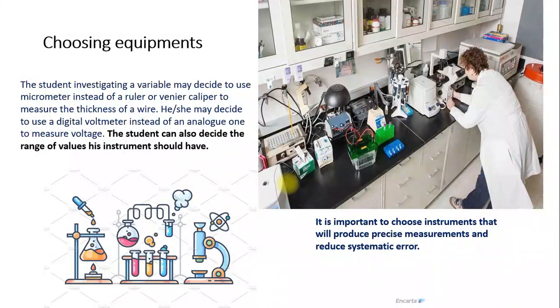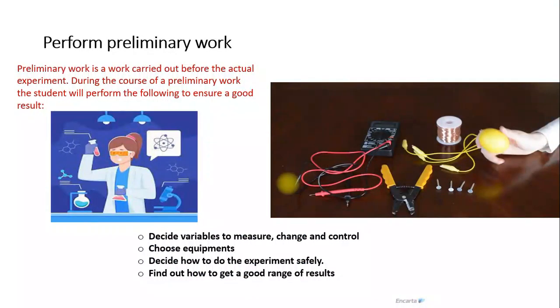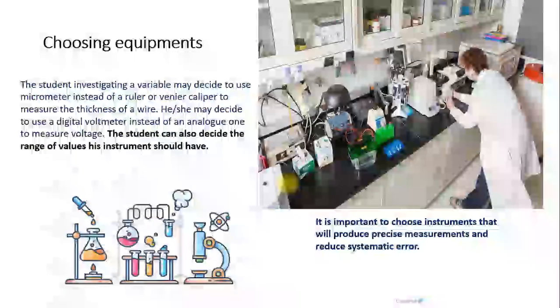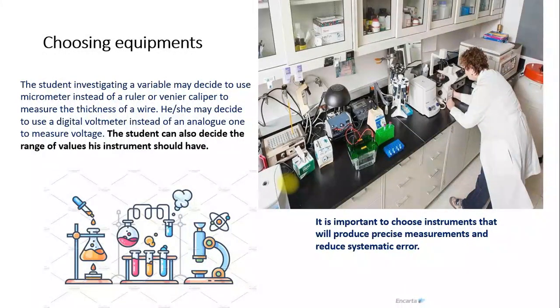Now let's start with the choosing equipment stage of the preliminary work. A student investigating a variable may decide to use a micrometer instead of a ruler, or a vernier caliper to measure the thickness of a wire. He or she may decide to use a digital voltmeter instead of an analog one to measure the voltage. The student can also decide the range of value of instrument he or she should use.